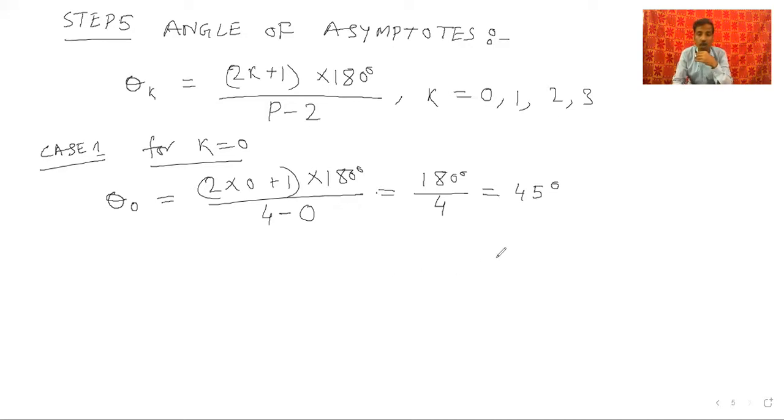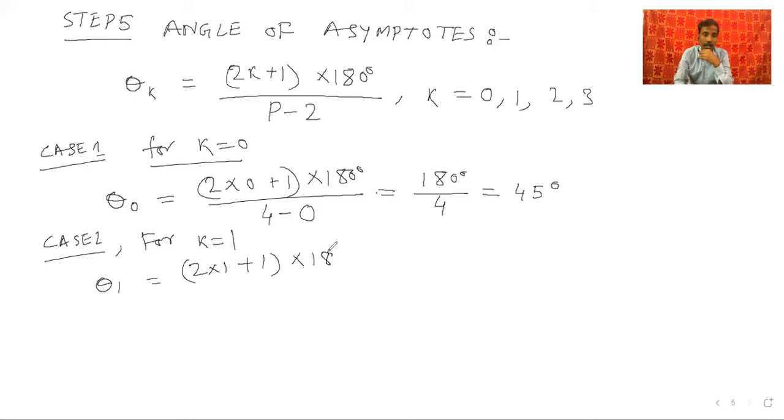So theta 0 equals 45 degrees. Then case number 2, for K equals 1. Theta 1 equals (2 into 1 plus 1) whole into 180 degrees divided by 4 minus 0. This is equivalent to 3 into 180 degrees by 4, that means 135 degrees.